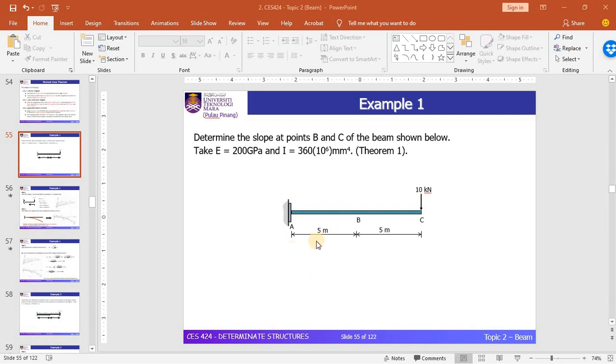In the example, we have a cantilever beam that's loaded by a point load at point C. The load is equal to 10 kilonewton, and the E and I values for the beam are given.